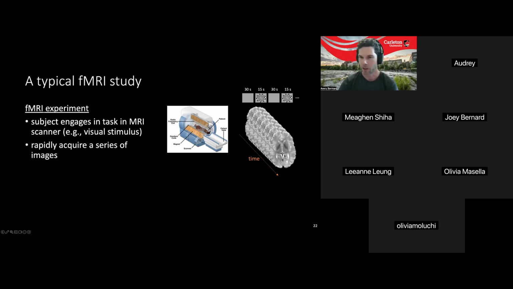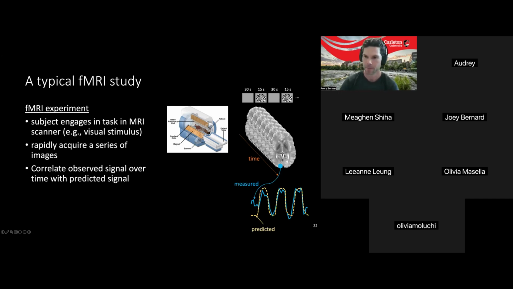So we rapidly acquire a series of images, on the order of every second or so we can get a new image of the brain. And then we can look at our measured signal from a given brain area, here looking in the visual brain areas, which is near the back of the brain. And we can see it changes with time. And if we have a model for how that signal should change, like this yellow curve here, this is what we might predict. We can then correlate our measured signal with our predicted signal.